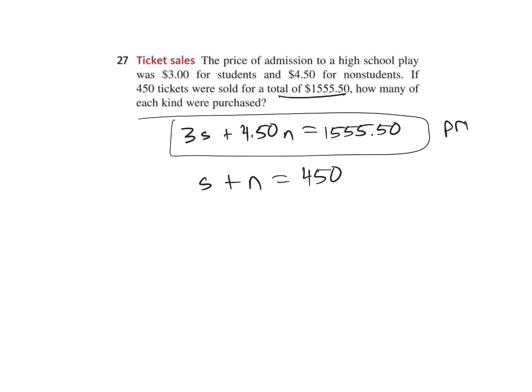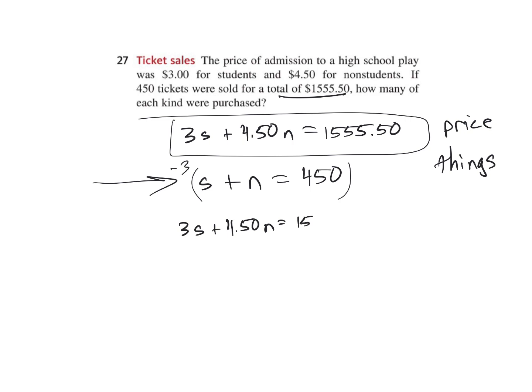So here we have price, and on the second one, we have not value, you have things, I should say. And this happens a lot in story problems. So don't forget this type of problem. So here's our two equations. Let's multiply the bottom by negative 3. So the top equation, 3s plus 4.50n equals 1555.50. And the bottom one is negative 3s minus 3n equals negative 1350.